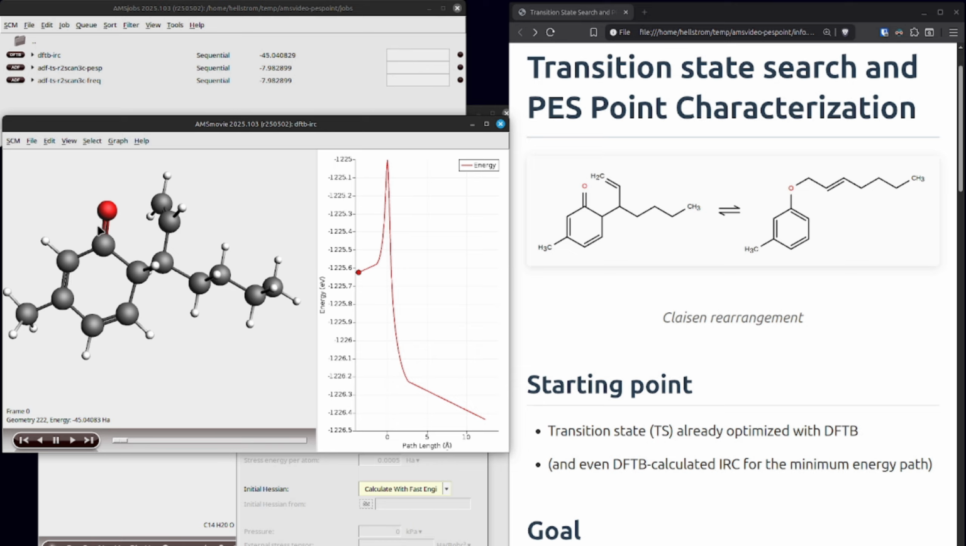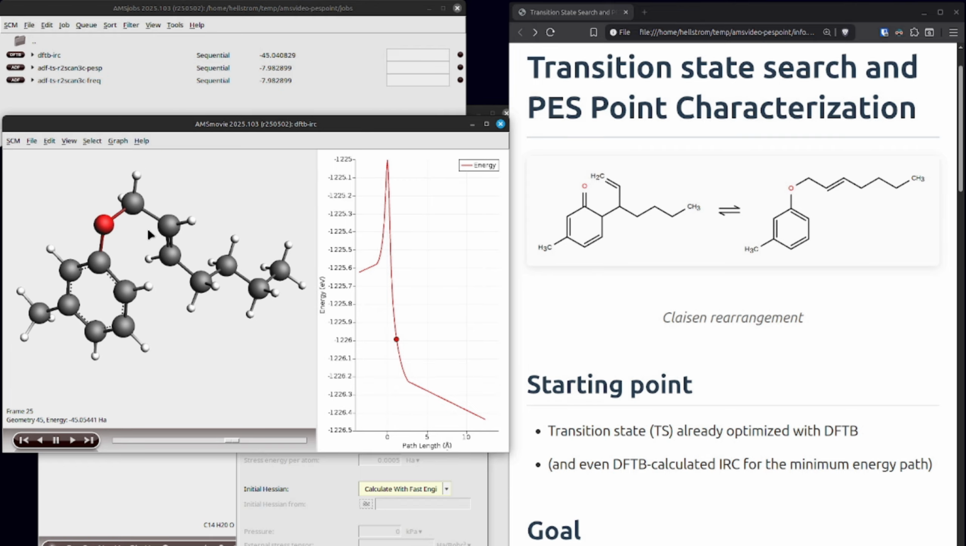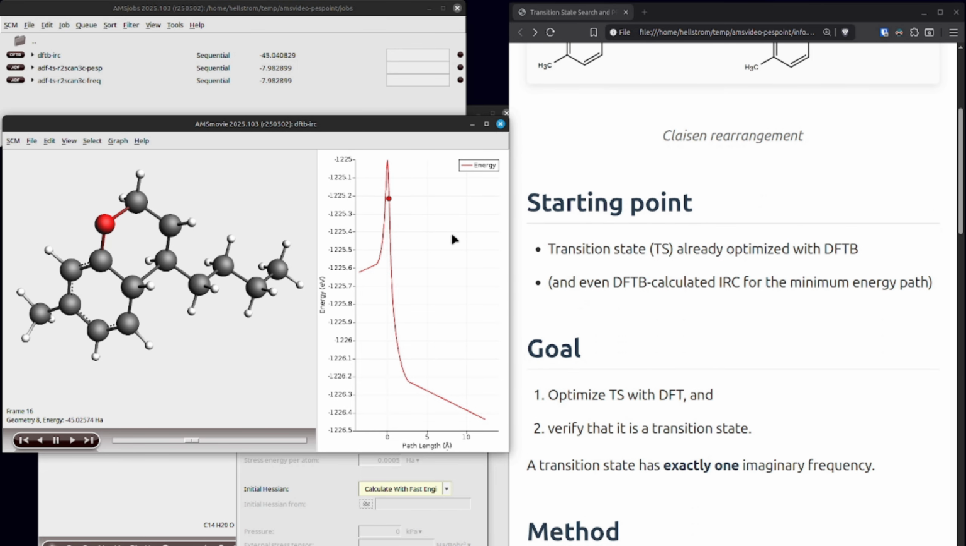So I have the left-hand side here with the double bond to the oxygen, and then there's a reaction. And now there are instead two single bonds to the oxygen, and that's the right-hand side over here. And this is actually an intrinsic reaction coordinate calculation that I ran with DFTB. But then the goal for this demonstration is to optimize the transition state, so this point, with DFT, and to also verify that it is a transition state.